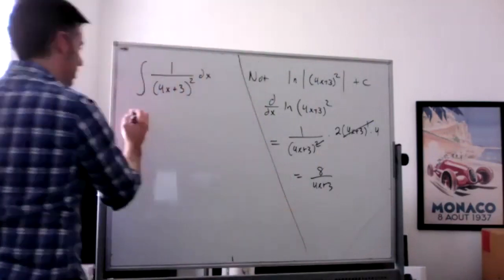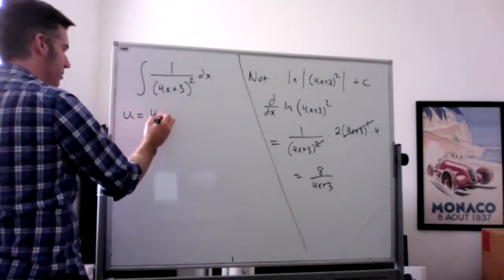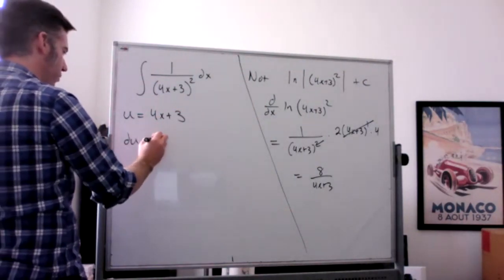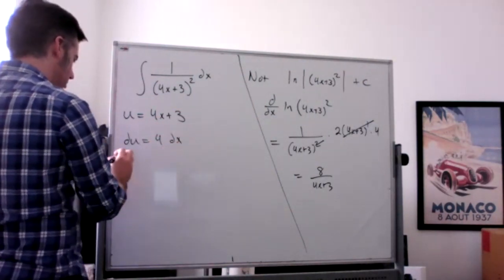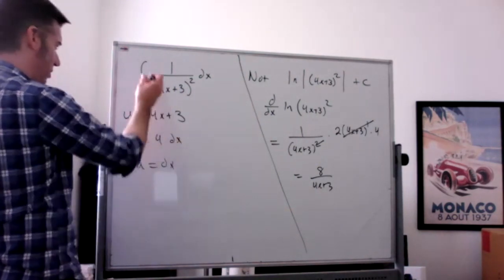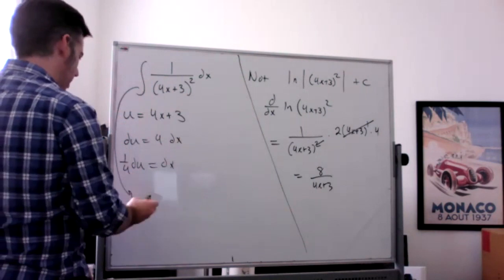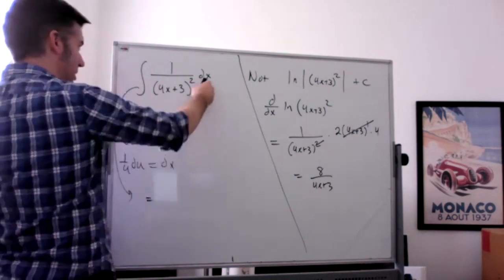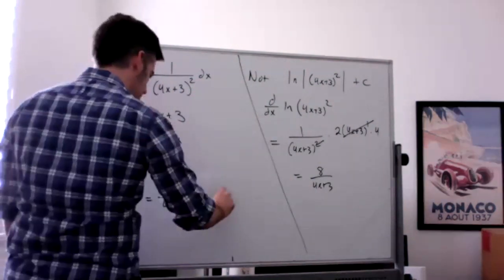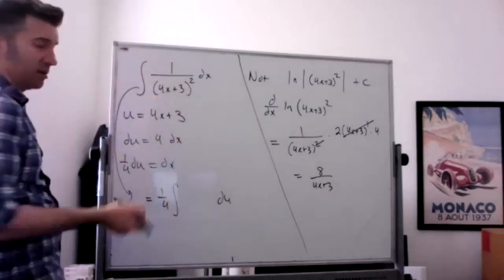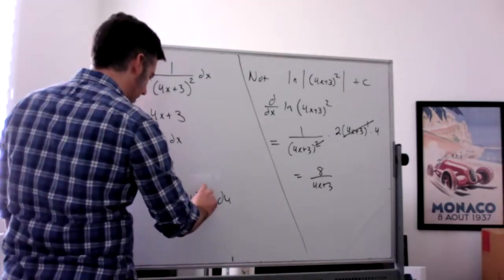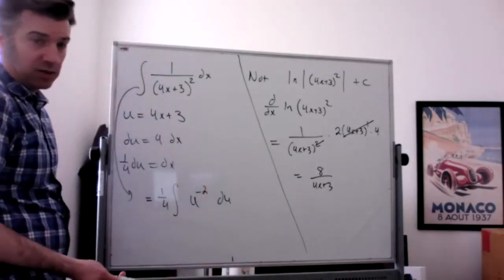So I'm going to say, all right, let's let u equal the stuff inside this part being squared. And then my du is equal to 4 times dx. So 1/4 du is equal to dx. And then I can rewrite my integral as, so let's see, the dx becomes 1/4 du. And then the 1 over (4x plus 3) squared becomes 1 over u squared, which I'm going to write as u to the -2nd. And then we're going to use our antiderivative rule.